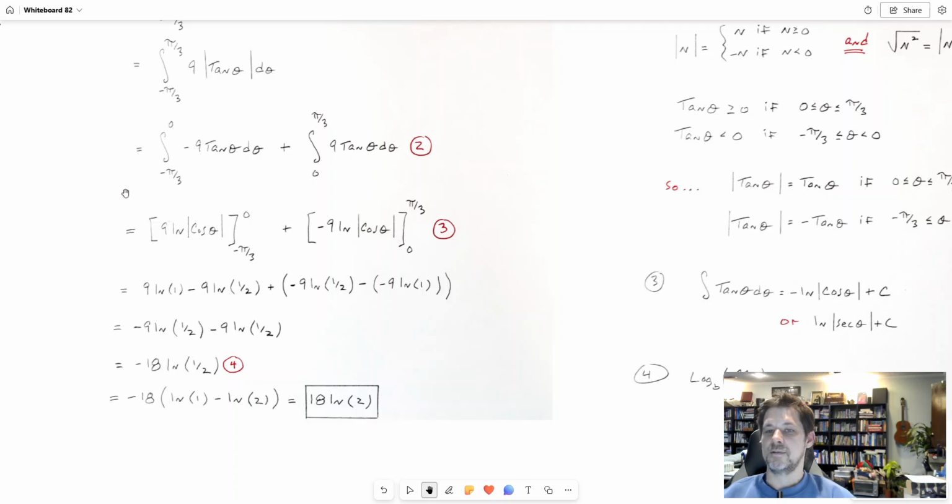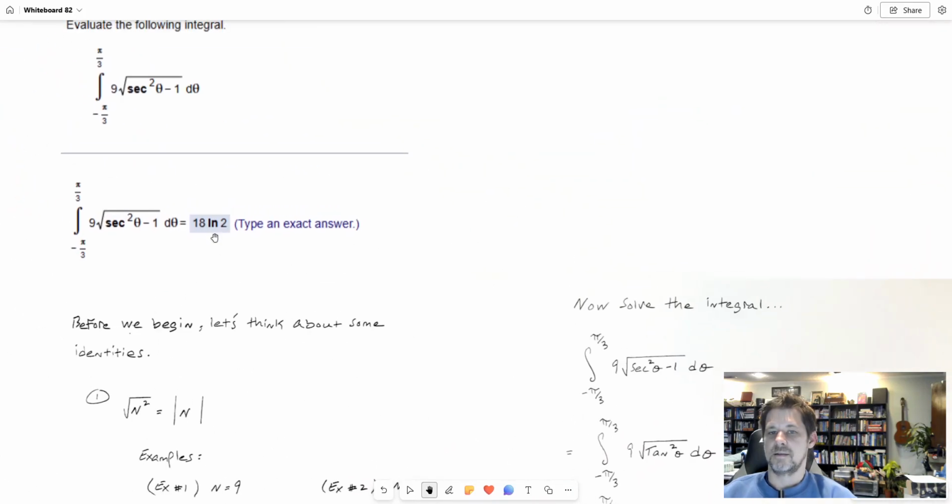What you see here is evaluating by the fundamental theorem of calculus. You're going to get a 1/2 in there for the angle negative pi over 3 or pi over 3, but you're going to get a positive number, so you can lose the absolute value at that point. And after doing some calculations, we'll get down here to negative 18 natural log 1 over 2. Now that seems like some final answer, but it still doesn't match this one though.